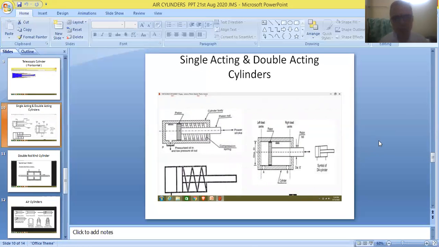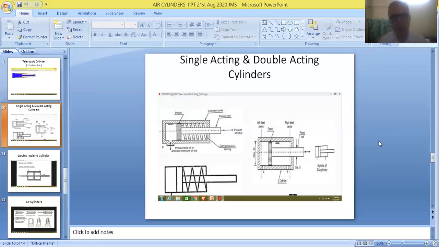So friends, basically, cylinders are classified into two categories, single acting and double acting cylinders. In this figure, we can see the arrangement of single acting and double acting cylinders. The single acting cylinder is shown on the left hand side of the diagram, and we can find the double acting cylinder on the right hand side of the diagram.